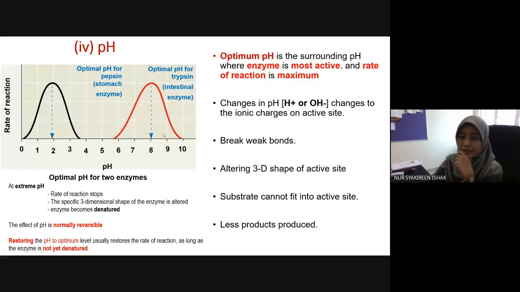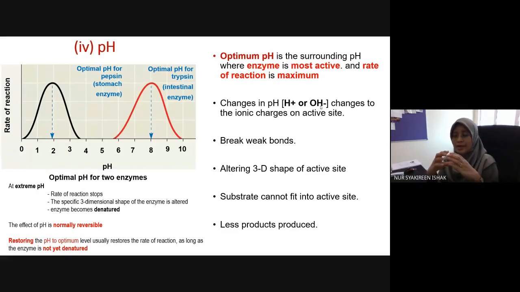So that's why enzyme tu perlu berada pada pH yang tertentu untuk maintain this interaction. Tapi kalau awak tukar pH ni, dia akan menyebabkan concentration of hydrogen ion dengan hydroxide ion ni berubah. Bila dia berubah, dia akan kacau ikatan ionic bond dalam active site of enzyme tu.